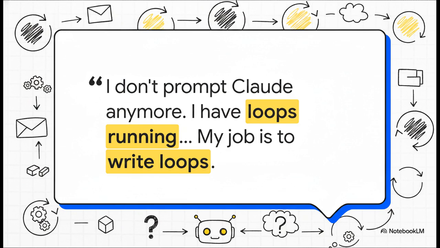The crucial turning point here is captured perfectly by Boris Cherny, head of Claude Code at Anthropic. He said, "I don't prompt Claude anymore. I have loops running that prompt Claude and figuring out what to do. My job is to write loops." I mean, wow. That is profound. It shows that manually typing back and forth with an AI, reading the output, spotting the error, typing a correction, is no longer the cutting edge. The new meta is building this system that prompts the AI for you.